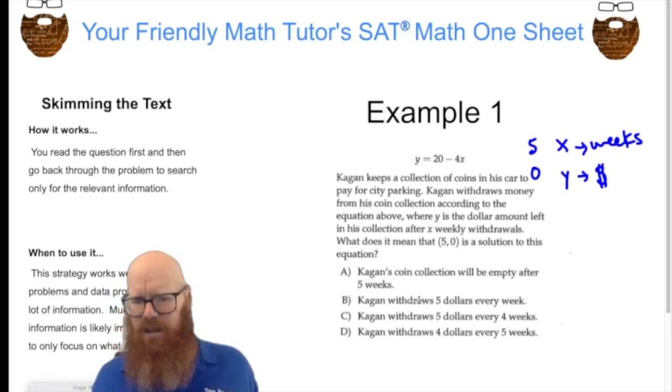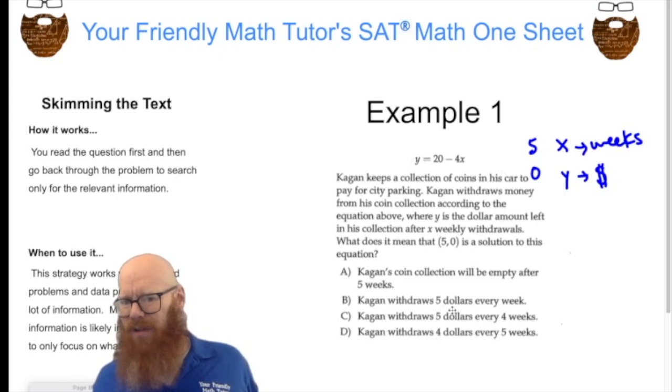But let's just check the other ones. Kagan withdraws $5. Well, 5 going with dollars doesn't make any sense, because 5 should be with weeks because x is measured in weeks. So that doesn't make any sense. $5 again doesn't make any sense. And $4, well, I don't even know where 4 would be coming from because there's no 4 in the pair. They do have 5 weeks, right? But again, not $4. It should be $0.